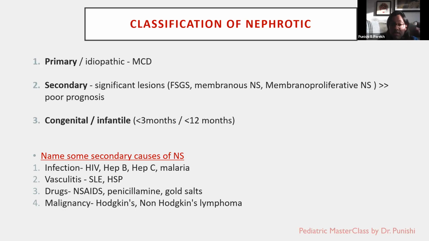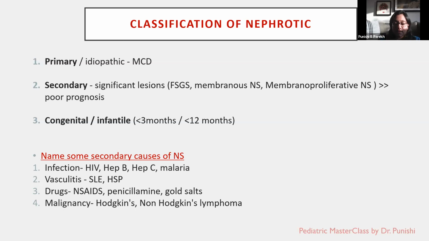So when you're asked the classification of nephrotic or types of nephrotic, you have to say primary, secondary, and the third one, which is either congenital or infantile. And you might be asked as to what are the secondary causes of nephrotic. This is also important to understand because when you're suspecting a secondary cause, you need to know the causes, because your investigation as to what is the cause of nephrotic will depend on what you think is the etiology. Okay. So this was the classification of nephrotic.